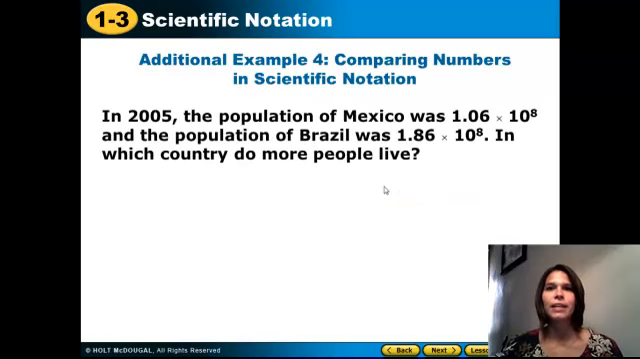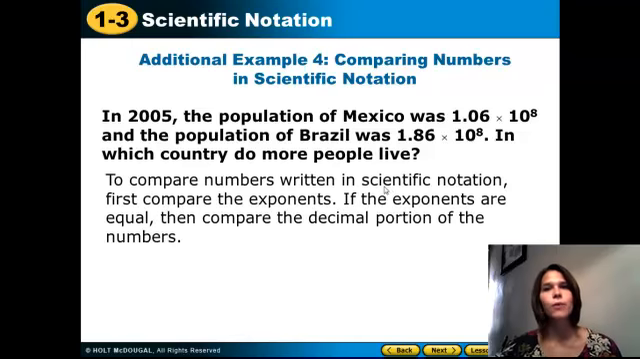Another example of this, I can also compare numbers. In 2005, the population of Mexico was 1.06 times 10 to the 8th, and the population of Brazil was 1.86 times 10 to the 8th. In which country do more people live? I'm going to have to do a comparison here. If they're both in scientific notation, I'm first going to compare the exponents on the 10. If the exponents are different, the larger the exponent, the larger the number. In this case, they're both 8. The exponent here for Brazil is an 8, and the exponent here for Mexico is an 8.